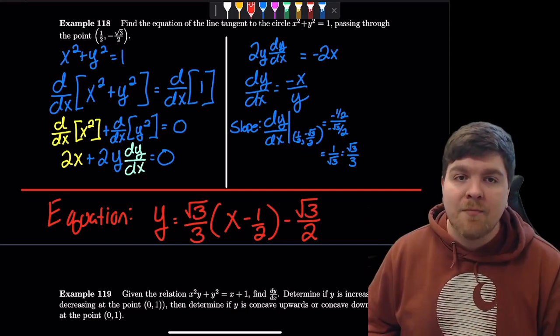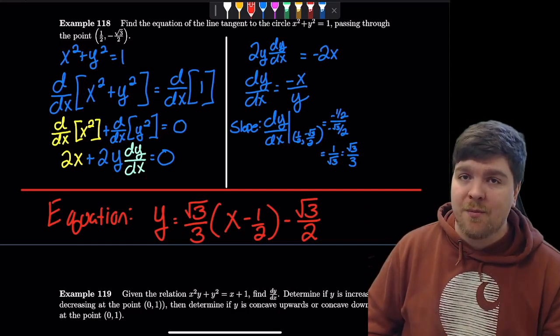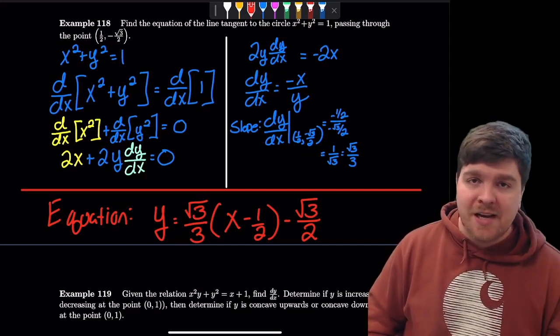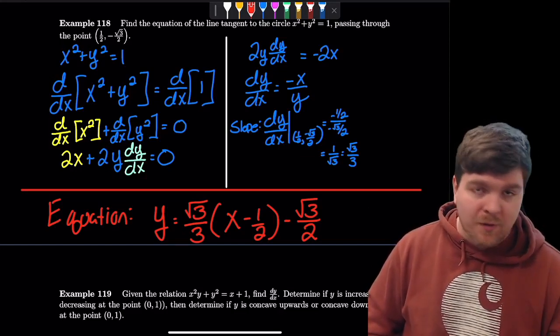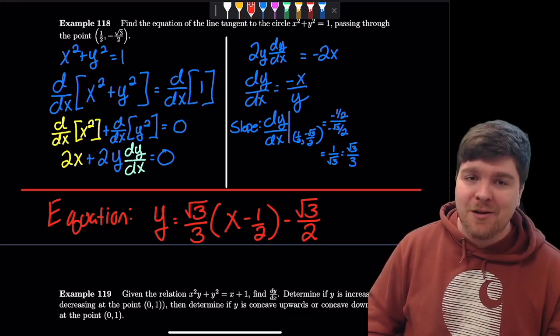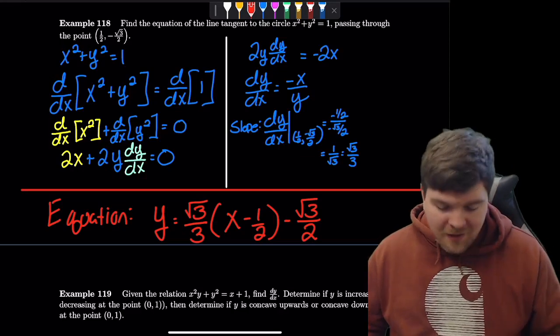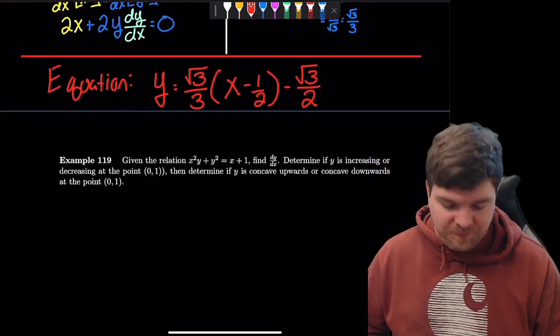So just to recap, the thought process is identical to the thought process from earlier in the semester. If we're asked to find the equation of a tangent line, we want to take a derivative to find slope. If we're given a point, awesome, we can use that point and combine it with a slope to write down the equation of a line. Let's go ahead and move on to the next example then.